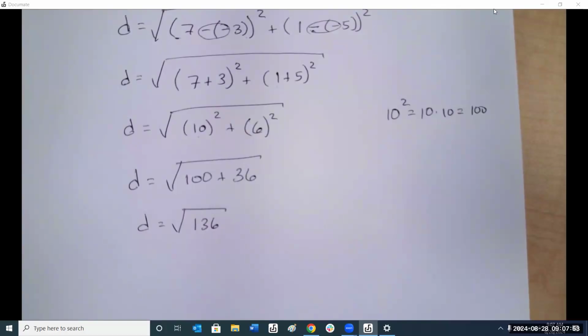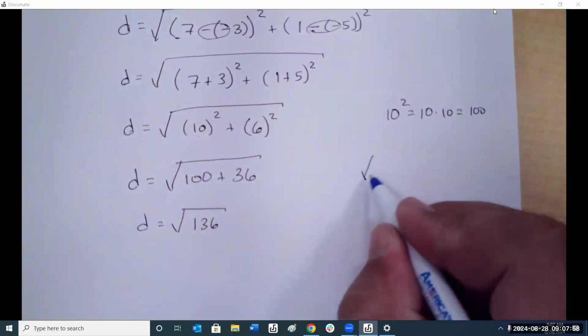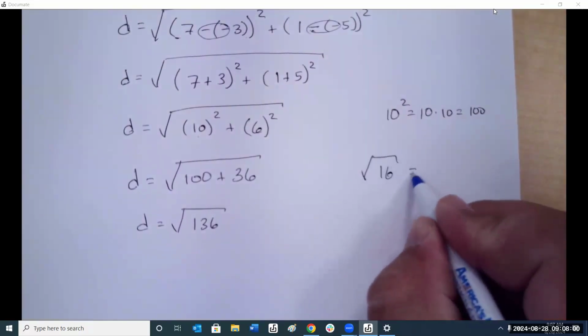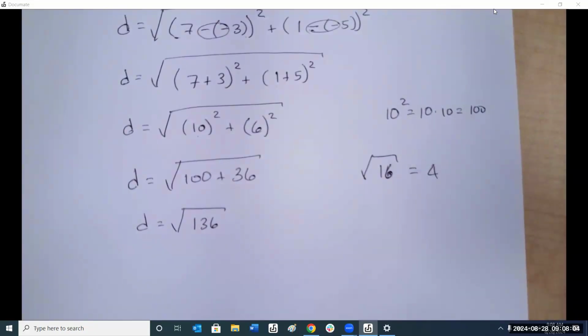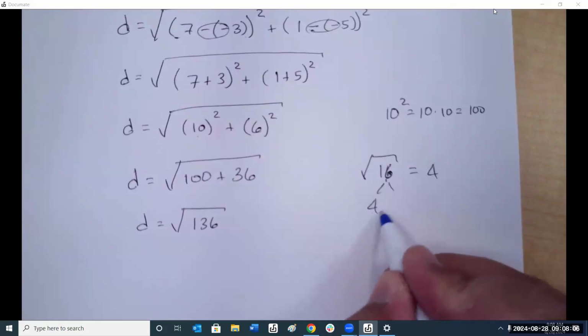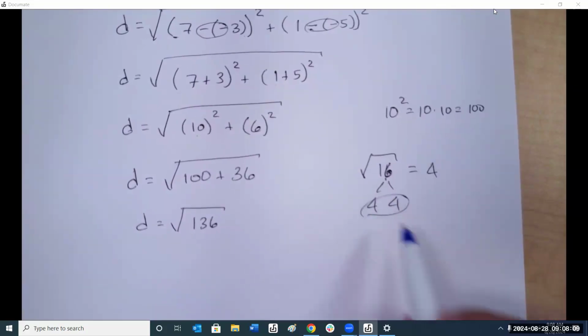Now, here's the thing about square roots. We know the square root of 16 is what? Why is it 4? Because 16 is made up of 4 times 4. We have 2 of a kind. So anytime you have 2 of a kind, you can take one outside the radical.